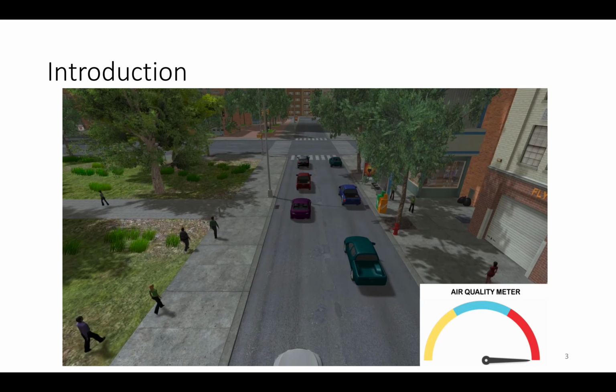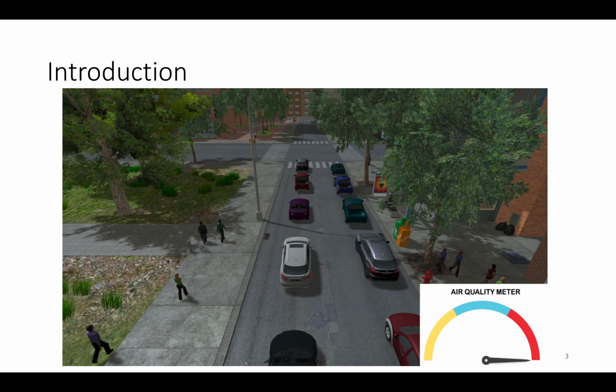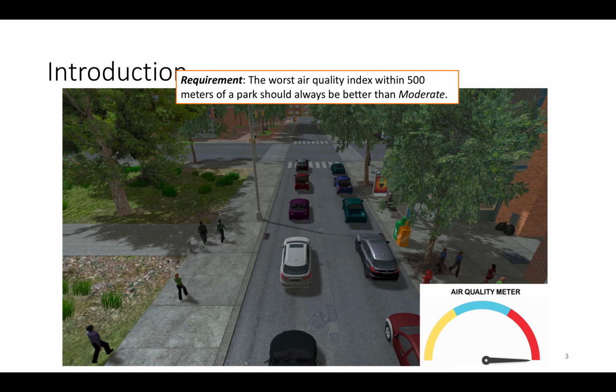This changing of states could affect people's health and should be monitored at runtime by the air quality service or city center. An example requirement could be, say, the worst air quality index within 500 meters of a park should always be better than moderate. This way, if a requirement violation is detected, the city operators and smart services can take actions to change the states, such as improving the traffic performance, rejecting unsafe actions, or sending alarms to people, and so on.